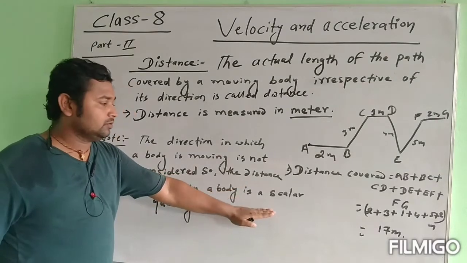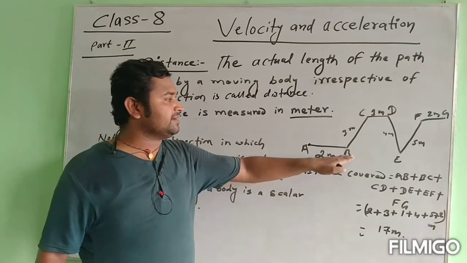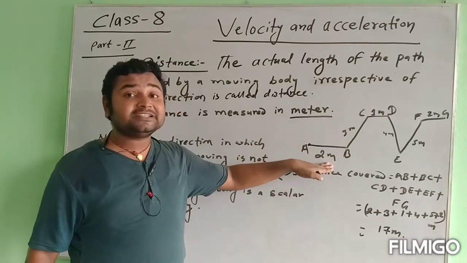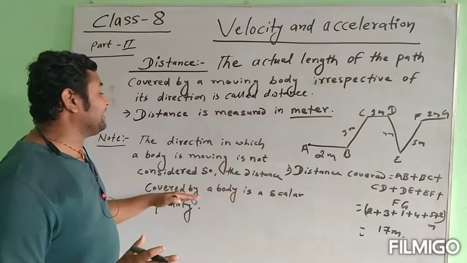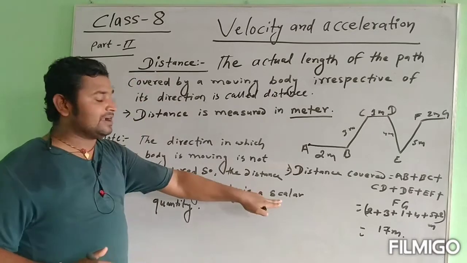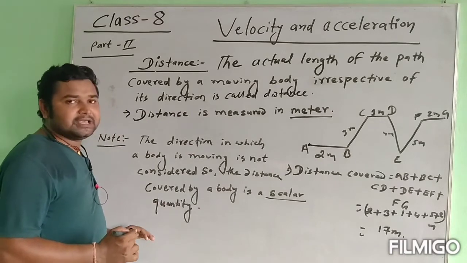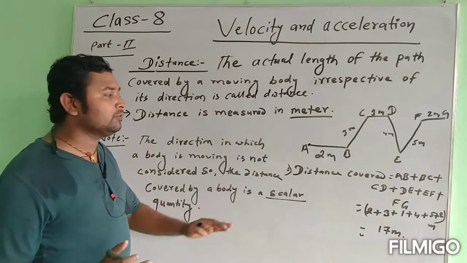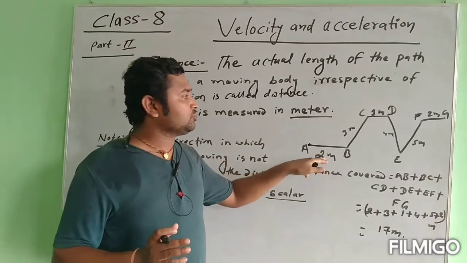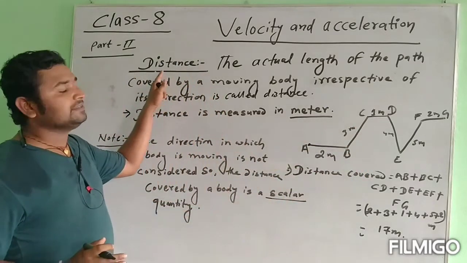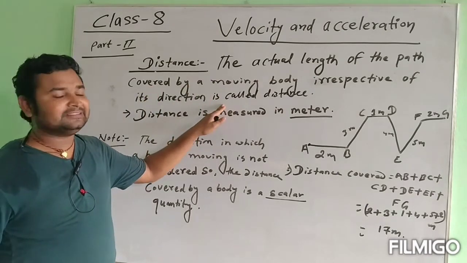So it is called what? A scalar quantity. You have seen the picture here. I already explained to you about the body moving in directions. A body is covering the distance, but here there is no consideration of the directions, so this distance is called what? Scalar quantity. What is a scalar quantity? Those quantities which have only magnitude. Magnitude means a numeric value, like 2 meter. This 2 meter is the magnitude. So the distance, it means the actual length which is covered by a body, that is called length.